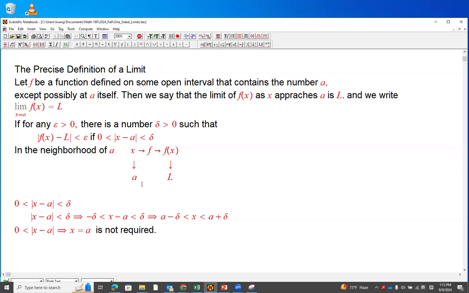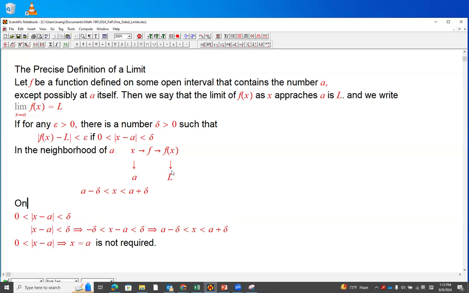Okay, so that's the input. So the input is in this neighborhood. What happened to the output, right? The output can be as close as possible, right? So that's on the input, and that's on the input and on the output.